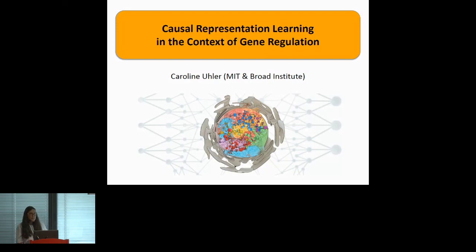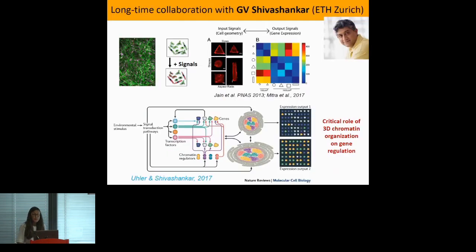And so I thought that since this morning we've never seen anything about the 3D organization of the genome and how important that is for gene regulation, I'll concentrate on that kind of mechanism for gene regulation in this talk. I've been very lucky, and my group has been very lucky, to work over 7 years very closely with G.V. Shivashankar's lab at ETH Zurich, who's an experimental biologist. He has really changed the paradigm of how one thinks about this mechanochemical coupling between cell shape and gene regulation. Now I'll say a little bit about how that relates to 3D genome organization and why that shows the important role of 3D genome organization.